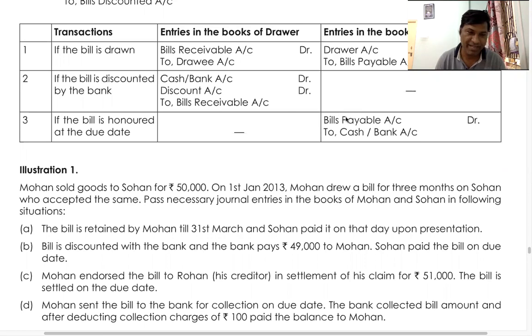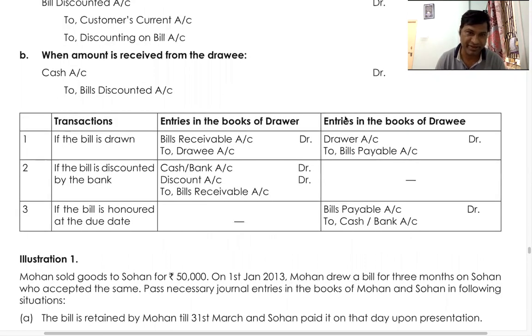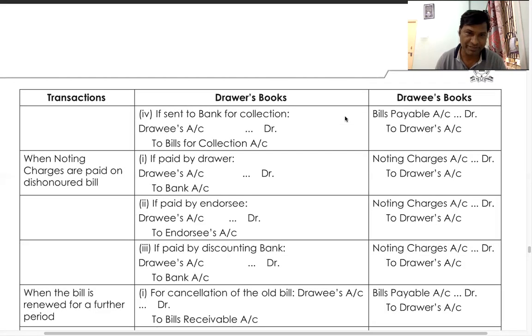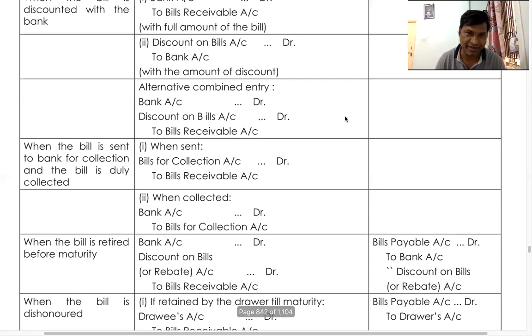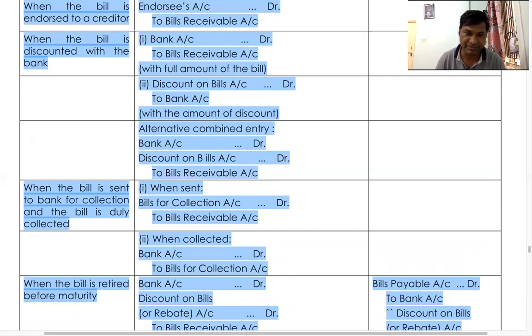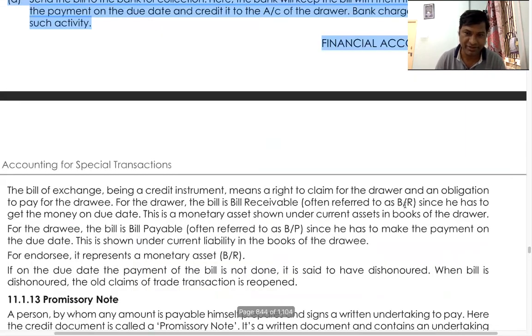Now for each scenario, he is asking us to pass the journal entries, in line with the model journal entries that are given. In light of these journal entries, he is asking us to fit those situations, those scenarios, into those journal entries. So these are the four situations.